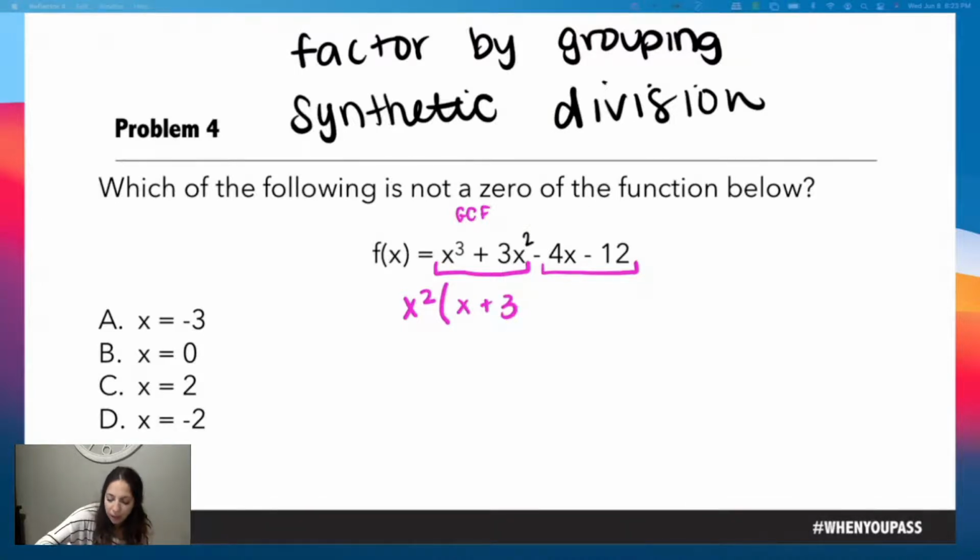How did I get that? Because I just divided an x squared out of each term. If I were to multiply this back through, I would get x cubed plus 3x squared. Now I'm going to look and see what I can factor out of here.